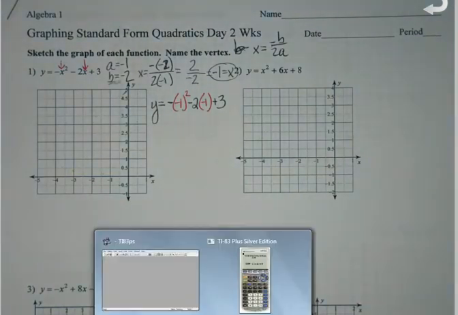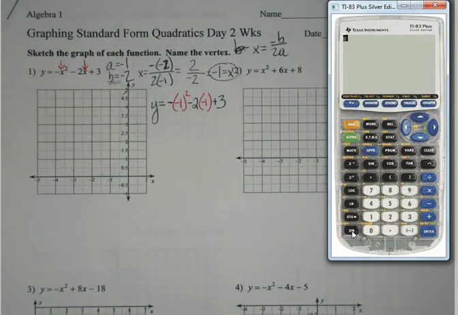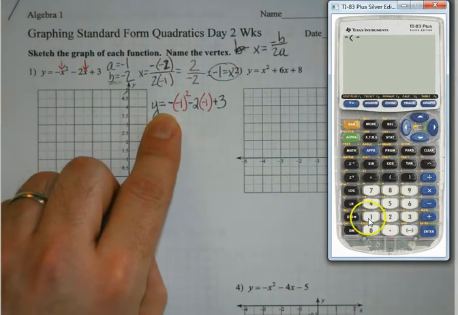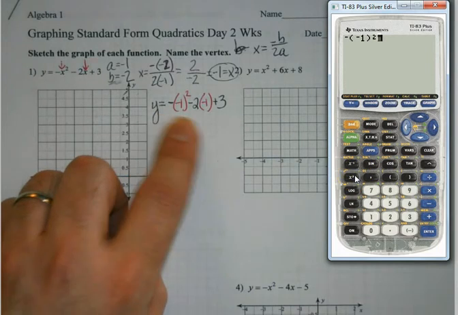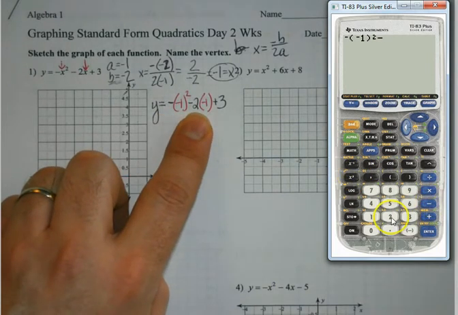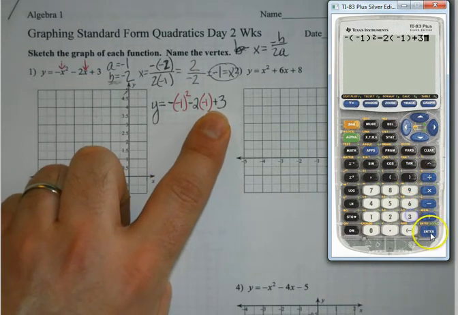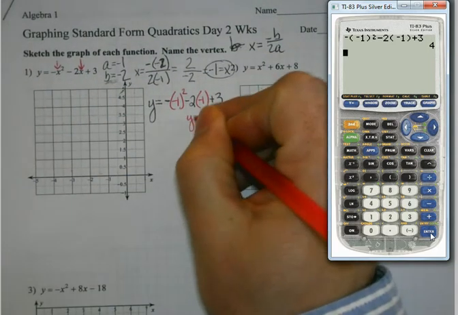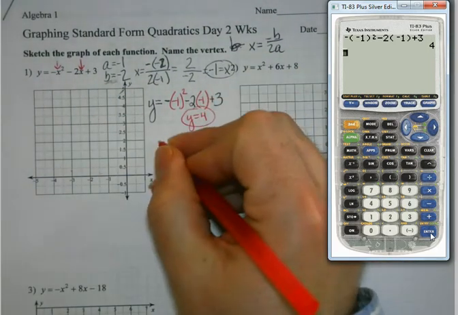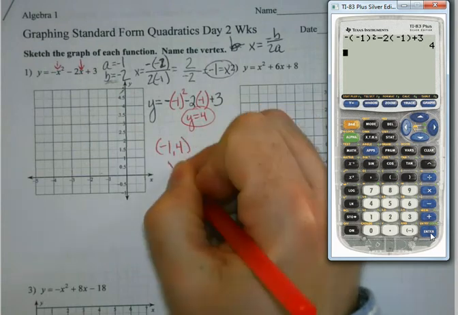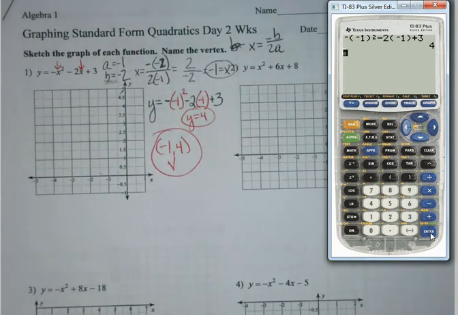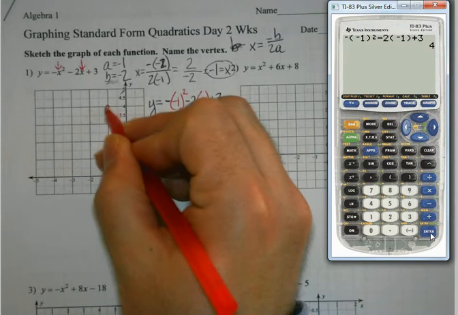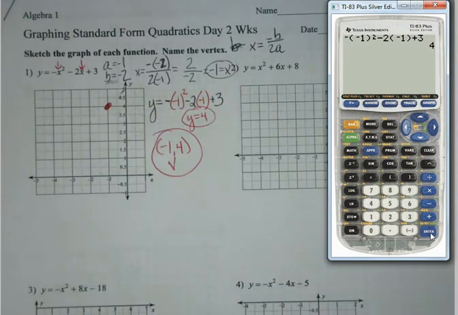Now that's something, especially with all those negatives, I'm probably going to let the calculator help me out. So let's see, I get negative 1 squared minus 2 times negative 1 plus 3, which is 4. So y equals 4. So my vertex is at negative 1, positive 4. So I'll go ahead and get that point in.